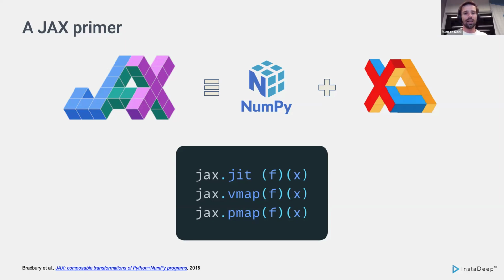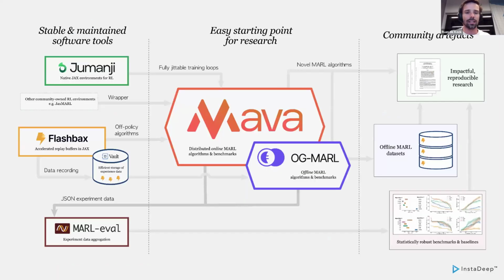JAX being functional, it has transformations that you can apply to functions, and 3 of these that we're going to touch on today are JIT, VMAP, and PMAP. JIT is just-in-time compilation, where some functions compile down to XLA code to run really fast on the accelerator. Another transform is VMAP: if you have a function that operates over a single input, transforming it with VMAP lets it operate over a batch of inputs. Similarly, there's PMAP, which you can think of as VMAP for parallelization, where you can run this code over multiple devices really, really easily.